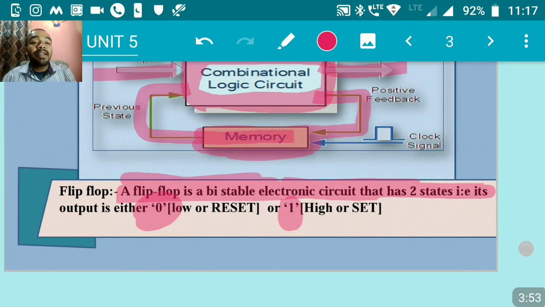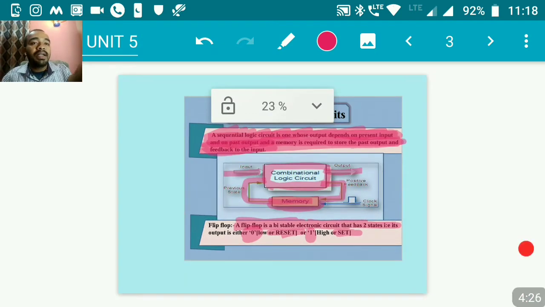You can call the 0 as reset and 1 as set, or even you can call the 0 as low and 1 as high. This is what the flip-flop is all about. A flip-flop is going to have two stable states. That is why it is called a bistable digital electronic circuit that has two states, either 0, that is reset, or 1, that is set. Understood?